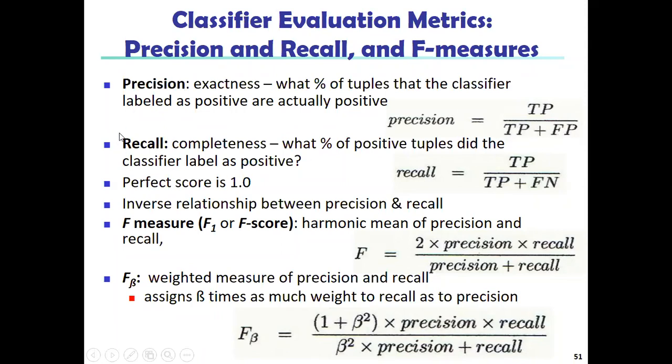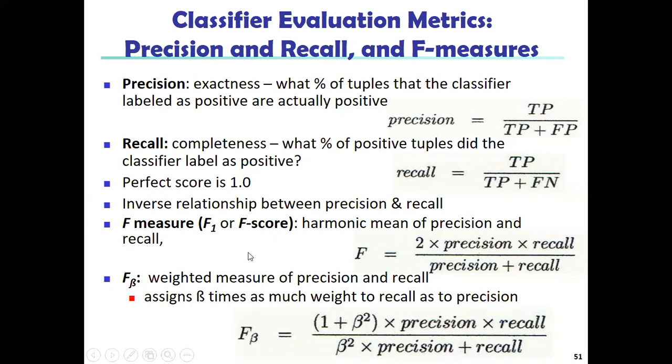The second parameter is recall, which represents completeness. That means what percent of positive tuples did the classifier label as positive. So true positive divided by true positive plus false negative is the calculation of recall. If the ratio is 1, then it is a perfect score, perfect recall. There is an inverse relationship between precision and recall. These two are inversely proportional to each other.